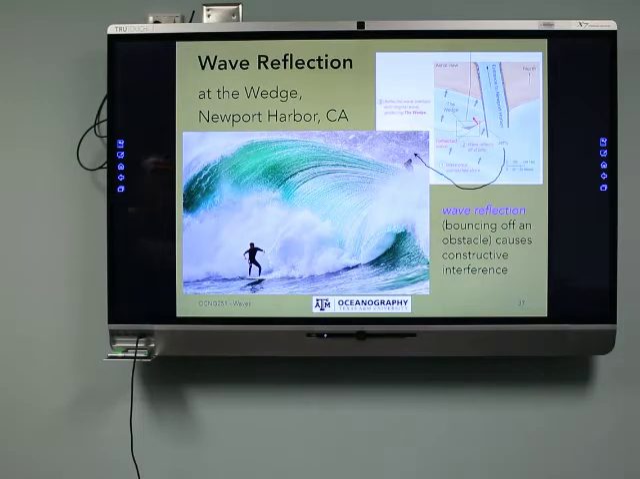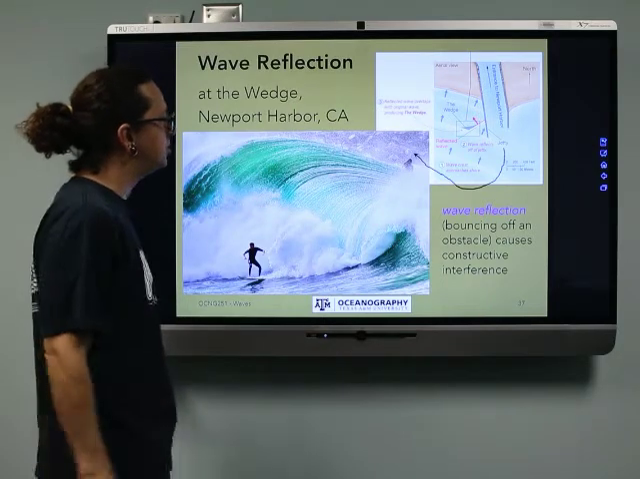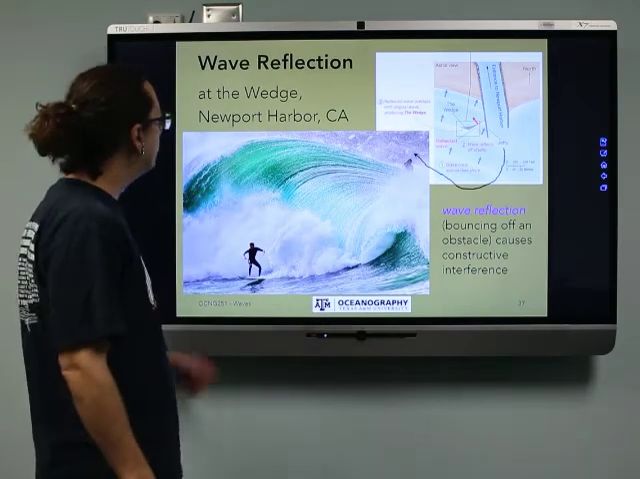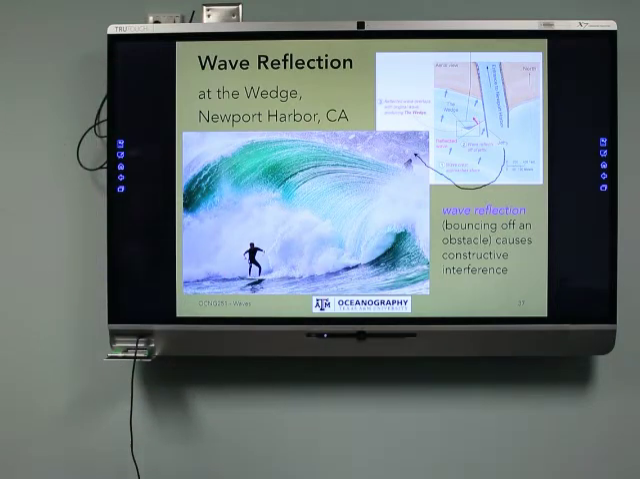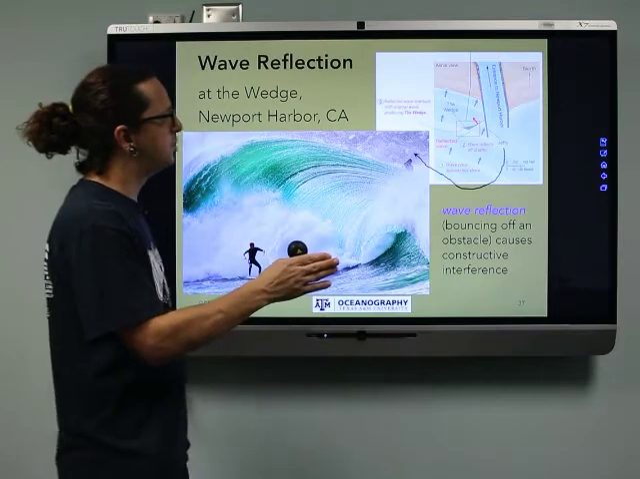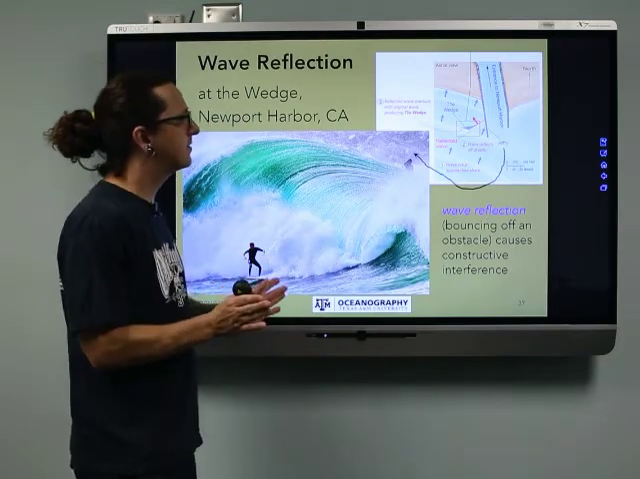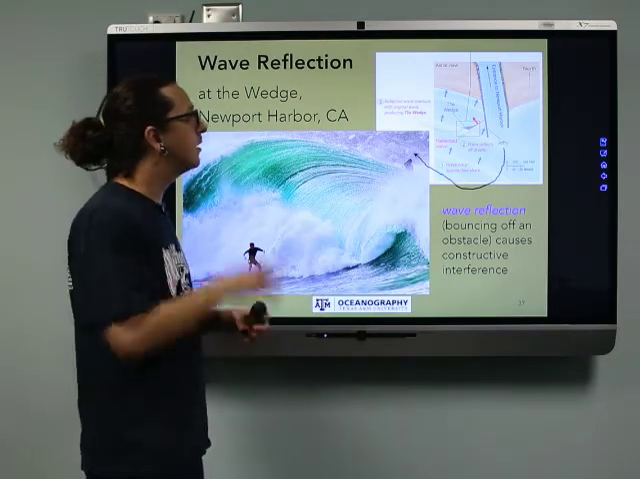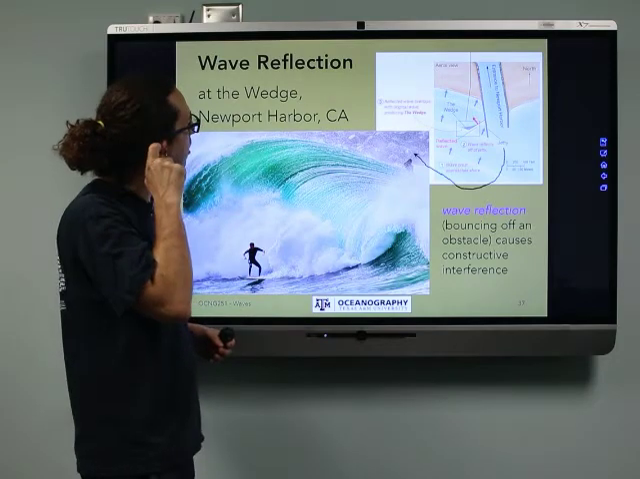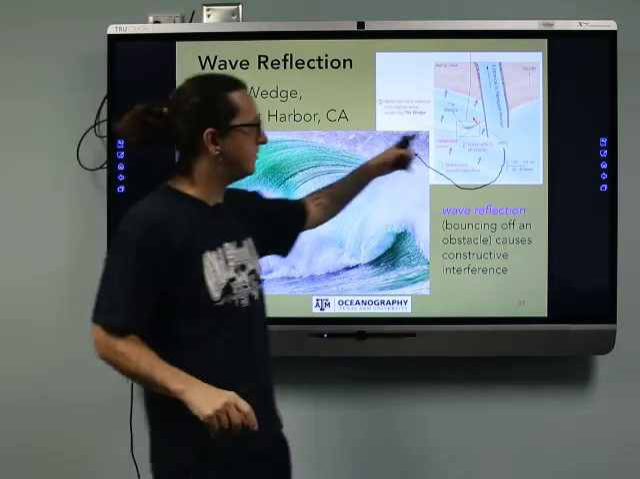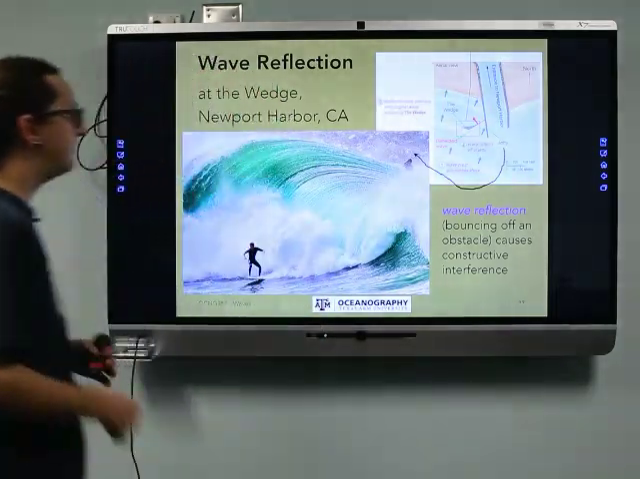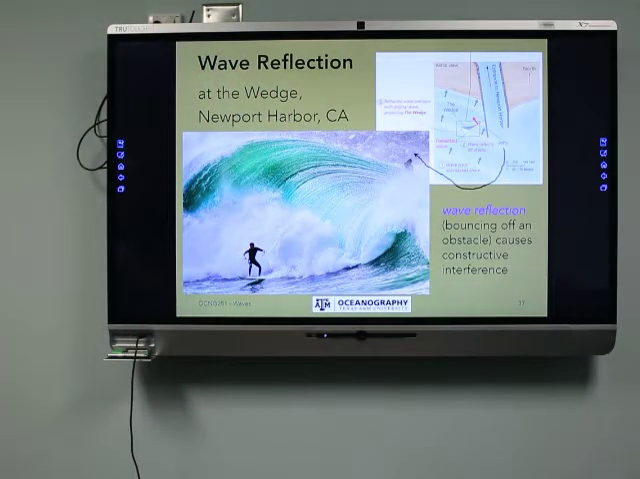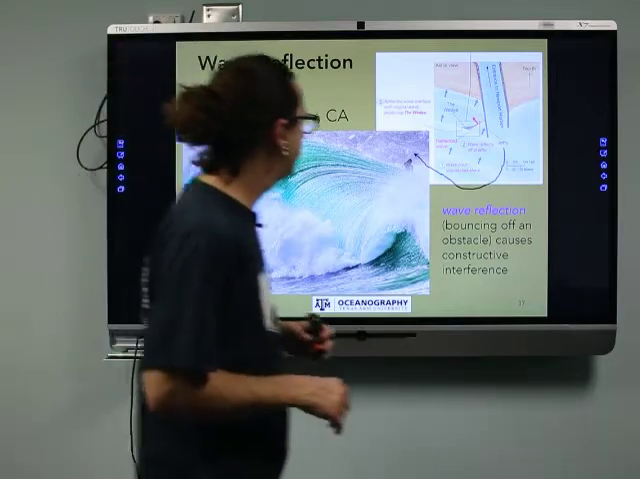Wave reflection is another thing. I guess these are things you should know in terms of the behavior of waves. This one's particularly good if you're interested in surfing. So just like waves as they're coming to shore can refract to face the shore, they can also reflect off of objects, or literally bounce off of stuff and be redirected. Wave reflection is bouncing off an obstacle, causes constructive interference.